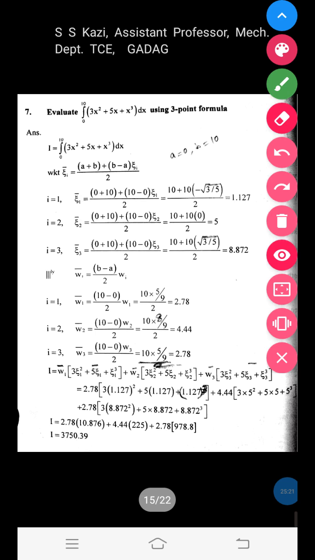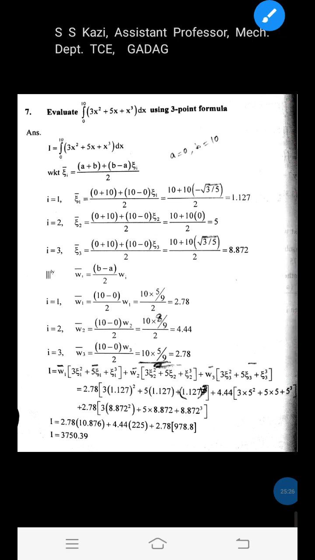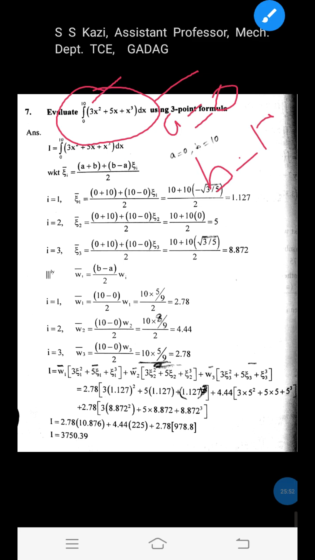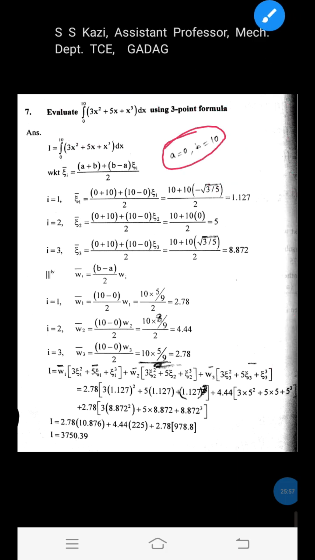Okay, next one more problem we will take now. One more problem we will consider using the 3-point formula. How to evaluate this given integral using 3-point formula, from the limit 0 to 10, and the function is 3x square plus 5x plus x cube. Now here first you write the limits. A is equal to 0 and b is equal to 10.